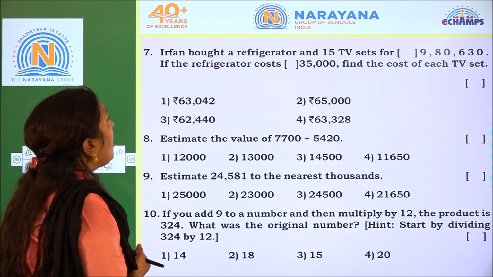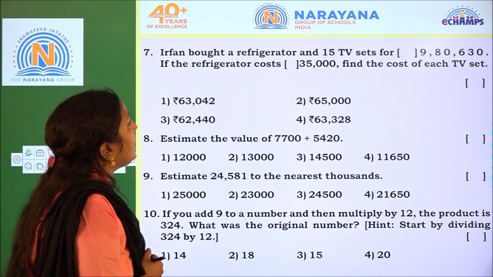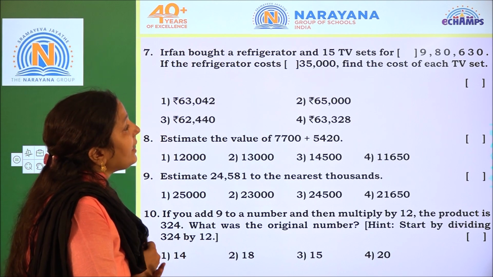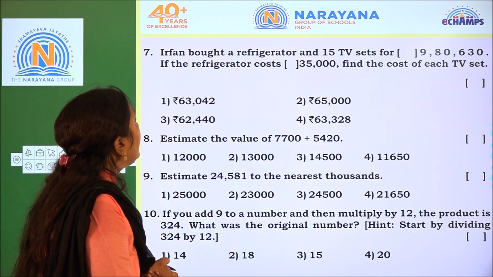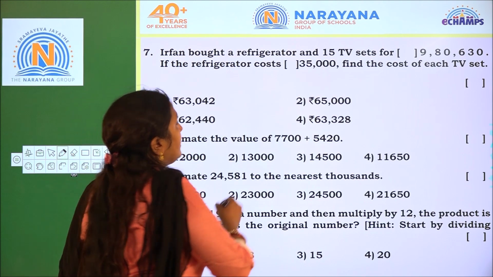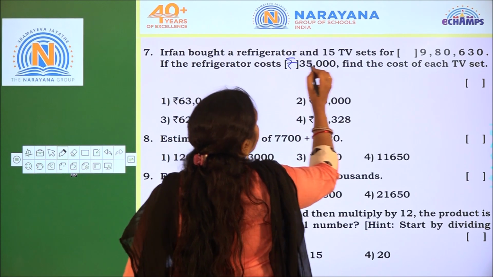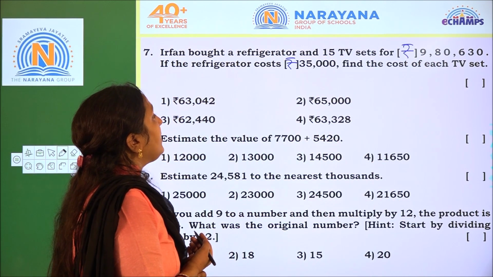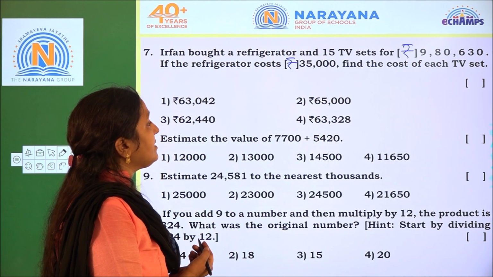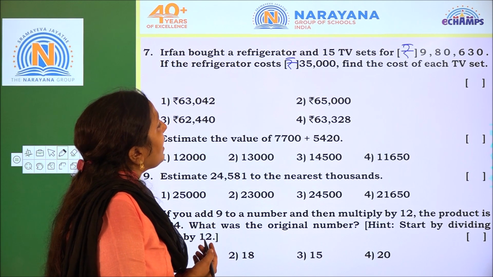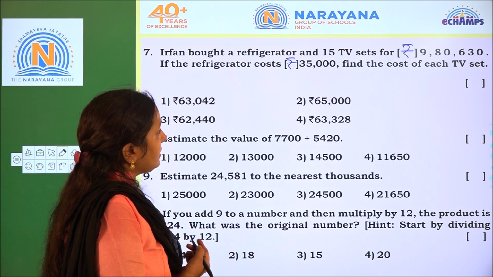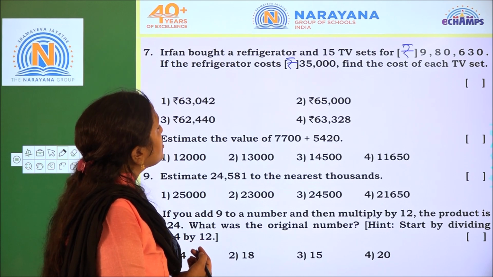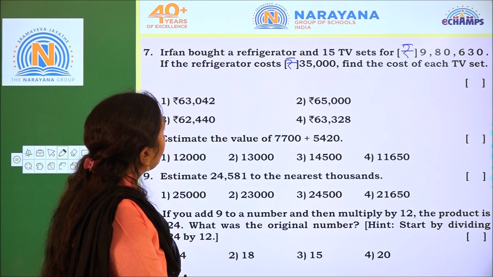Next one. Irfan bought a refrigerator and 15 TV sets for rupees 9,80,630. If the refrigerator cost is, see here, this is the rupees symbol, children, 35,000, find the cost of a TV set. So here we have to find the TV set cost. Okay, so what do we have to do here?